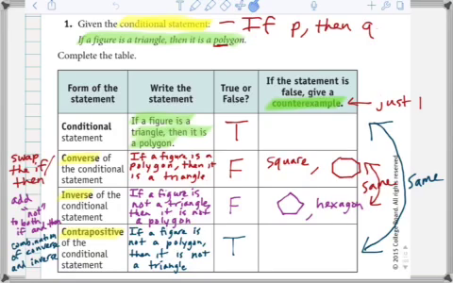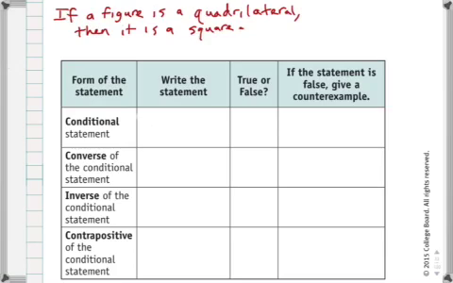Okay, let's look at another example. I want you to try this on your own. You'll notice it says: if a figure is a quadrilateral, then it is a square. I want you to use that last example and try to do this chart on your own.